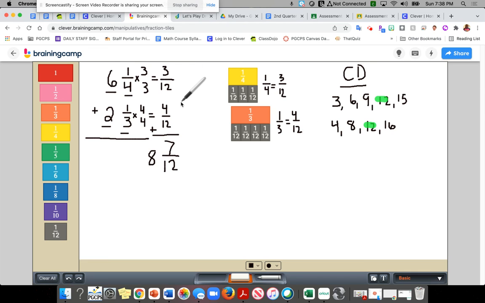Whichever way you're comfortable doing is the way you should stick to, but please make sure when you are adding fractions with unlike denominators, you convert them into equivalent fractions with the same denominator.